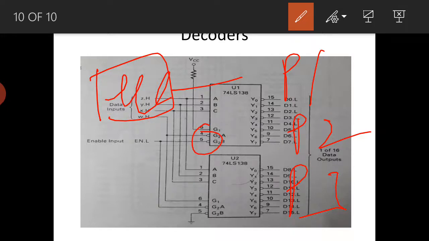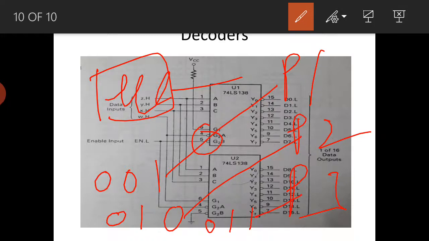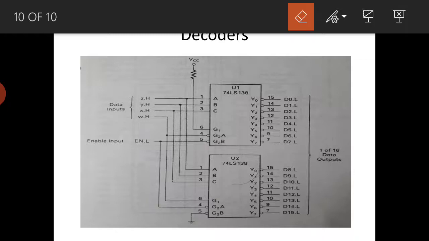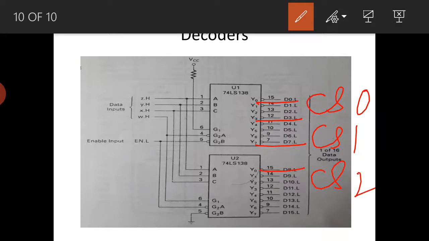For example, for ABC, if I give 001, the first printer will be selected. If I give 010, the second printer will be selected. If I give 011, the third will be selected. How does it select? Whatever outputs come here will be used as chip selects, chip select 0, chip select 1, chip select 2, which will be connected to the particular device. What is a chip select? It is nothing but an enable signal particular to that device.